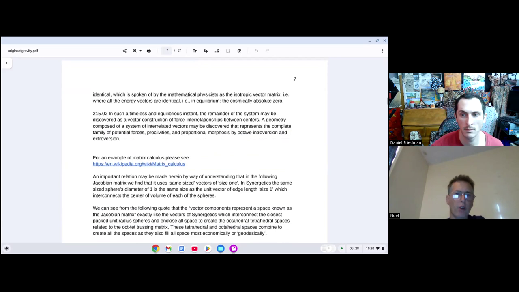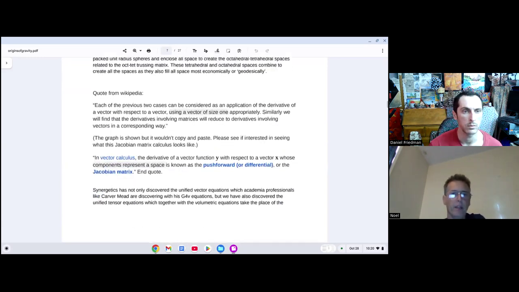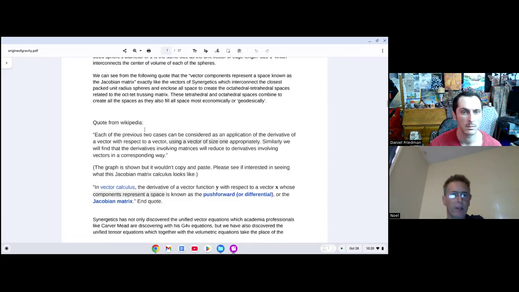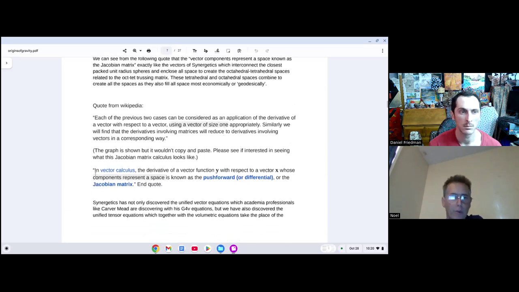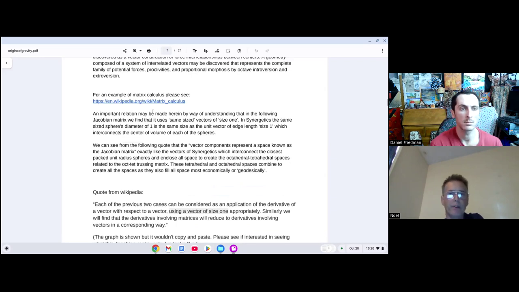We'll look down here then on Wikipedia, which explains a little bit about matrix math, okay? You can go there to see the picture, but matrix math is very difficult to use. But from Wikipedia, what this is doing is using a vector of size 1 to create components which represent a space. So the structuring of these vectors within the Jacobian matrix are the components which represent a space or make a space. Now, an important relation may be made herein by understanding that in the following Jacobian matrix, we find that it uses same size vectors of size 1.